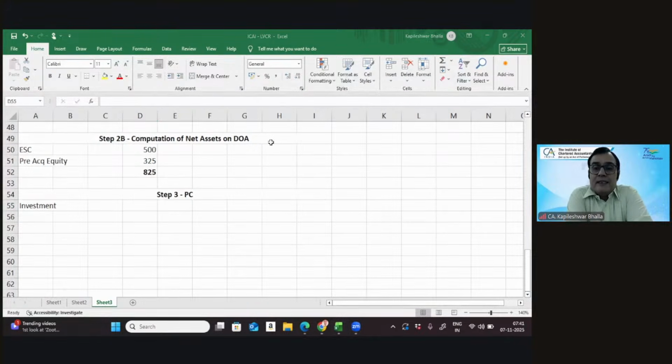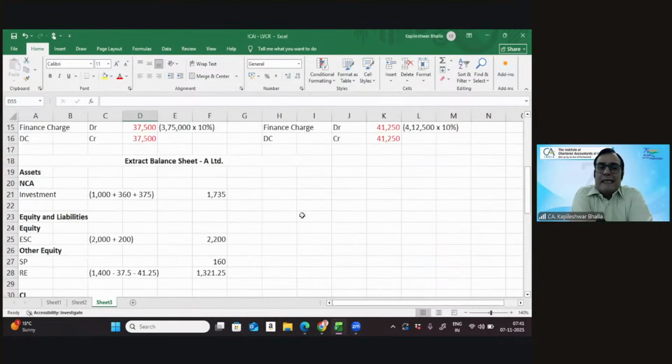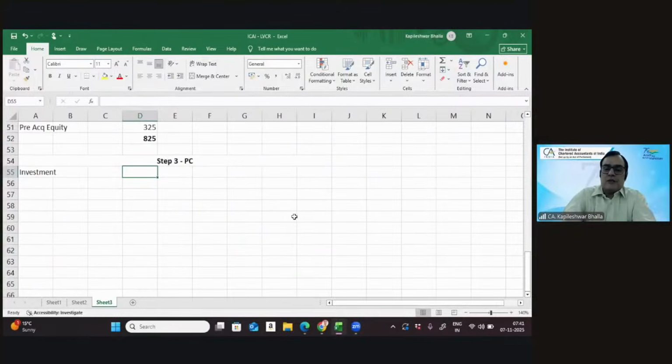No. I actually wanted to hear that we're going to pick this from the extract balance sheet, because we've made the entries in the extract balance sheet for all the omissions. And yes, that's what I wanted to hear. Super. So let's go back to the extract balance sheet, and the investments is appearing at 1735. So this works out at 1735. Great. So now with this, we can go to the step number 4.